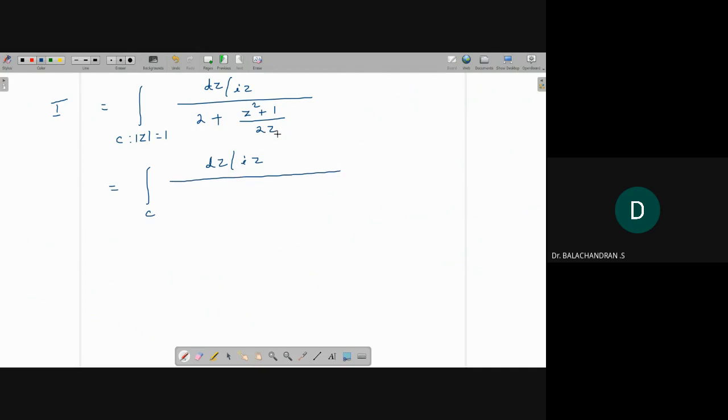dz by iz. If you take the LCM, you will get 4z plus z square plus 1 divided by 2z. You can cancel z and z, so 2 goes to the numerator. With the 1 by i, we get 2 by i integral over C dz divided by z square plus 4z plus 1. I call this equation 1.